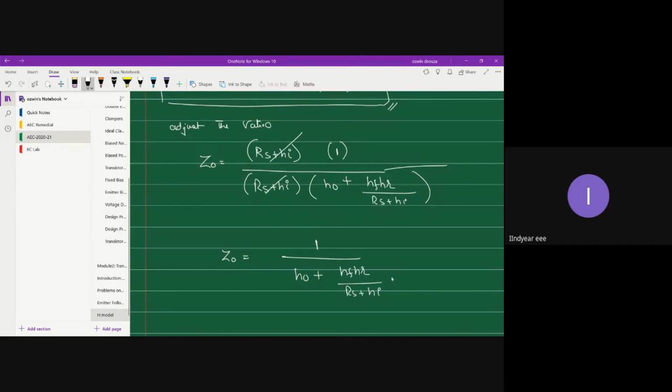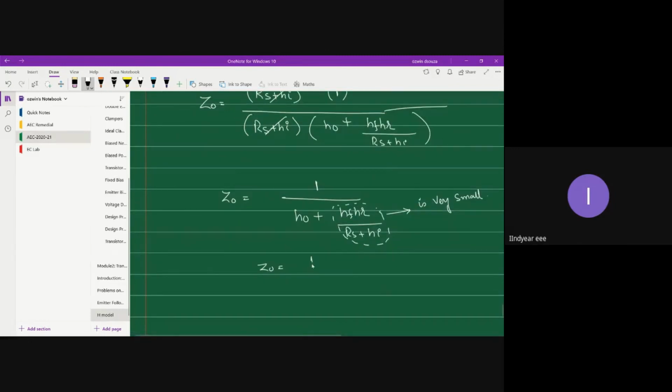What I'm trying to tell you is that if this term is very small, then you would have had your Z0 as 1 by H0. This is basically your ideal impedance. But due to the exact analysis, you have the other terms coming into the picture.